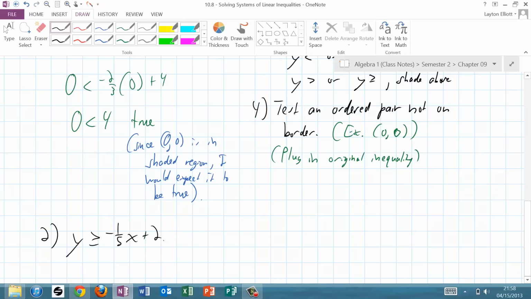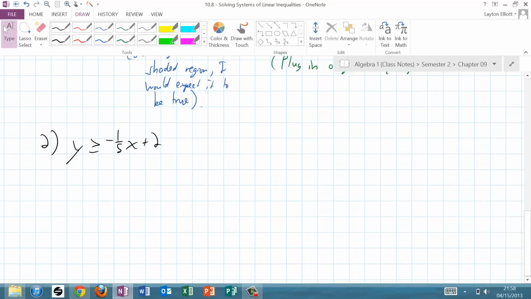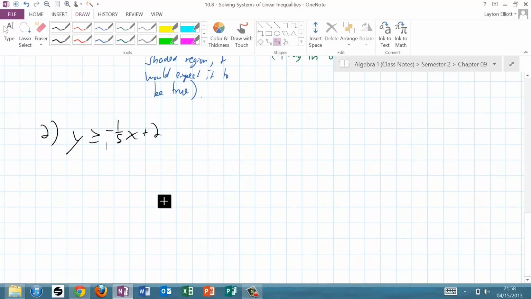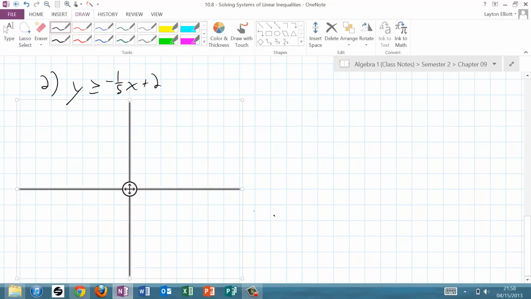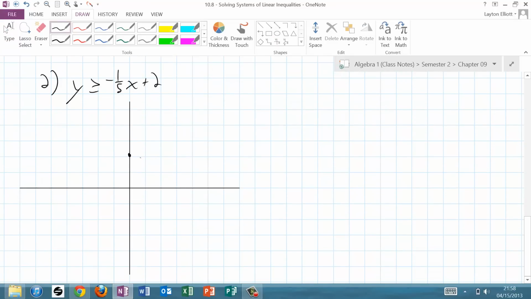Okay, yes, that's what I want. Okay, so step 1, put it into y equals form. It already is. Step 2, graph. So I'm going to go plus 2, negative 1, right 5, up 1, left 5. Put a half point here and a half point here so I can connect better. And I've got a straight line.